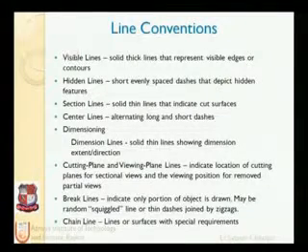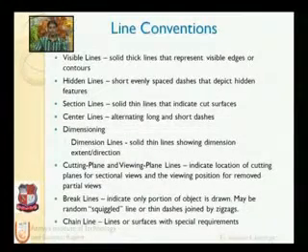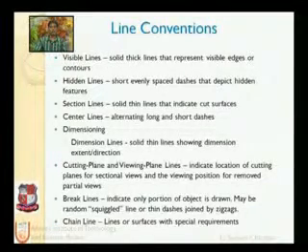Line conventions. So what lines can be used when? As said before, it is very important, and no line has other use than itself. Every line has a unique function. For example, visible line: solid thick lines that represent visible edges or contours. Hidden line: short evenly spaced dashes that can depict hidden features. Section line: solid thin lines that indicate cut surfaces.